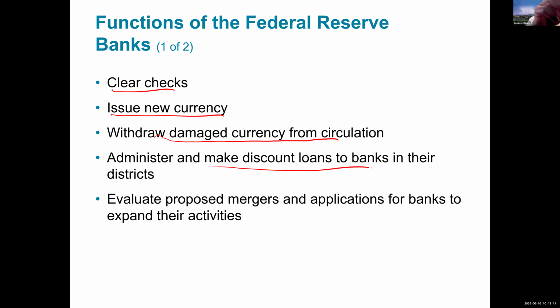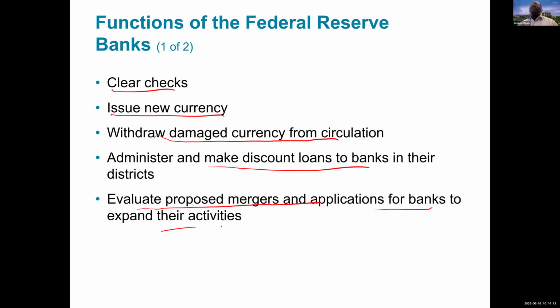Okay? And then the other function of these district branches of the Fed is that they evaluate proposed mergers and applications for banks to expand their activities. So if two banks want to merge and become one, like recently, Capital One just merged with Discover. This Discover Bank gives a lot of consumer loans, like credit cards. So those two banks merged to become one.